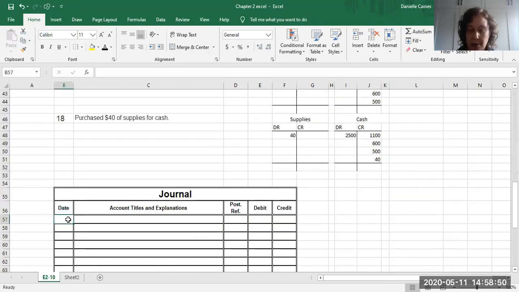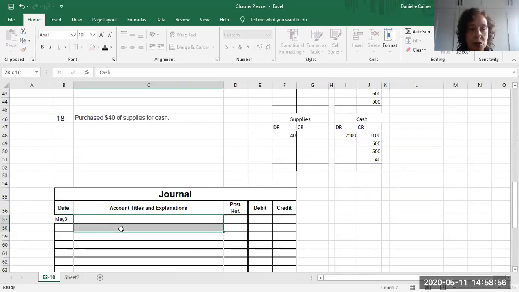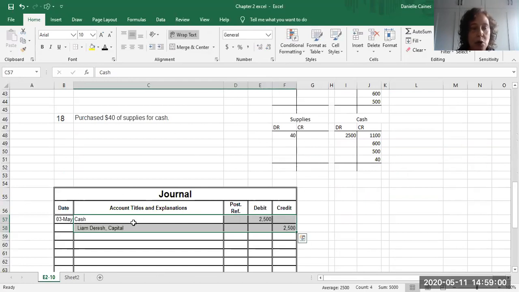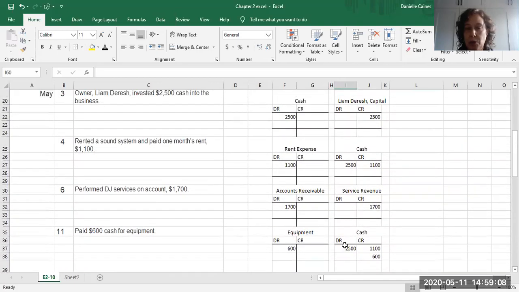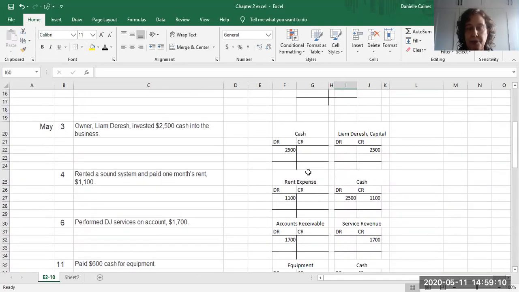It was May 3rd is our first entry. So we put May 3rd here. And we're going to do our debits and our credits. So we're going to debit our cash, $2,500, and we're going to credit Liam Darish Capital, $2,500, just like we did when we did our T account here. We debited cash, and we credited Liam Darish Capital.